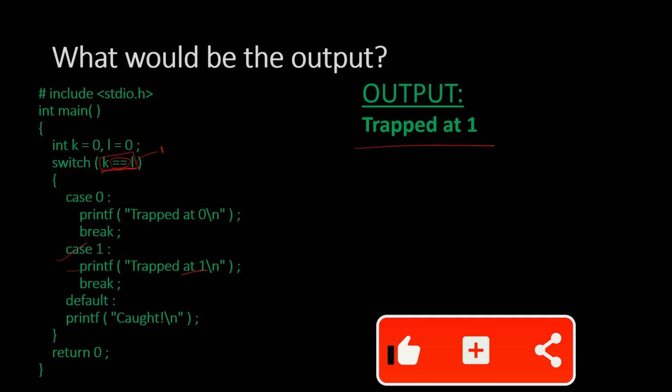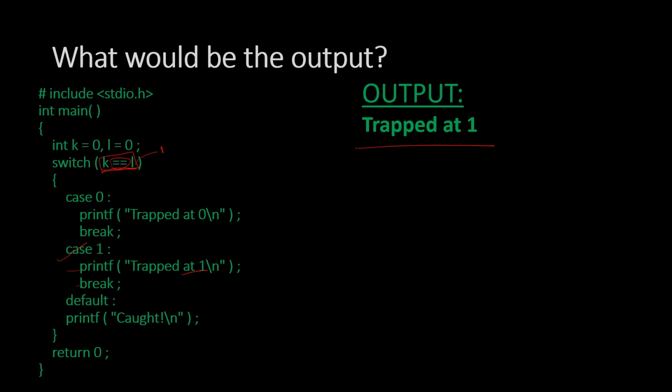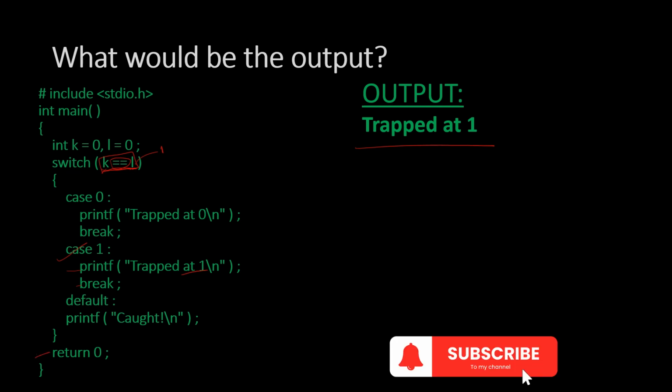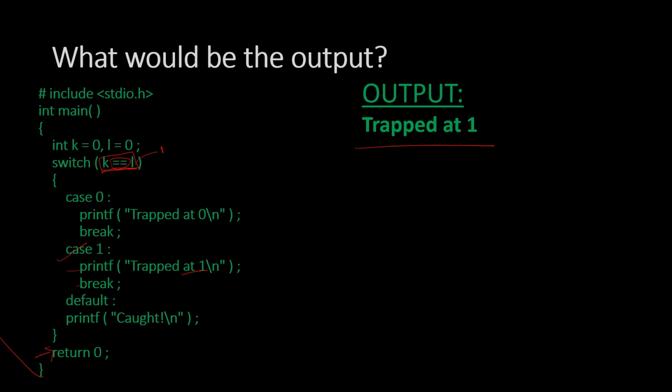1. Then the break takes the control out of this switch block and we are at return 0, and hence the function returns. So this is the output.